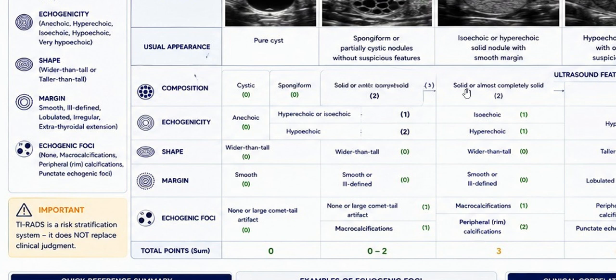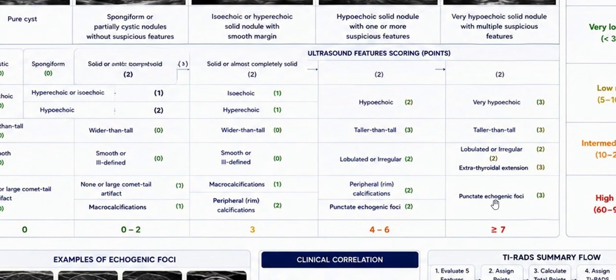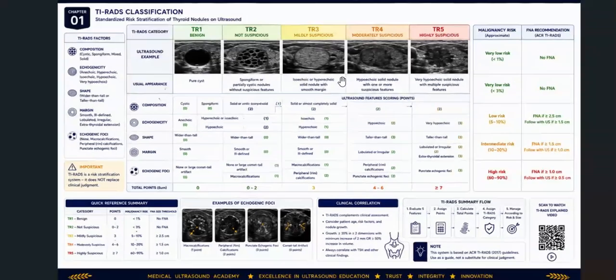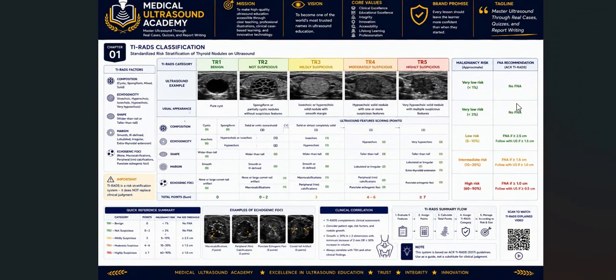Solid lesion, hypoechoic. The lesion is taller than it is wide, with ill-defined margins and with peripheral rim calcifications, like that, or with the punctate echogenic foci. So you can see how we are building the report from that. So the score will determine the class. So the score determines the class. Where are we? Are we in class 1, 2, 3, 4?